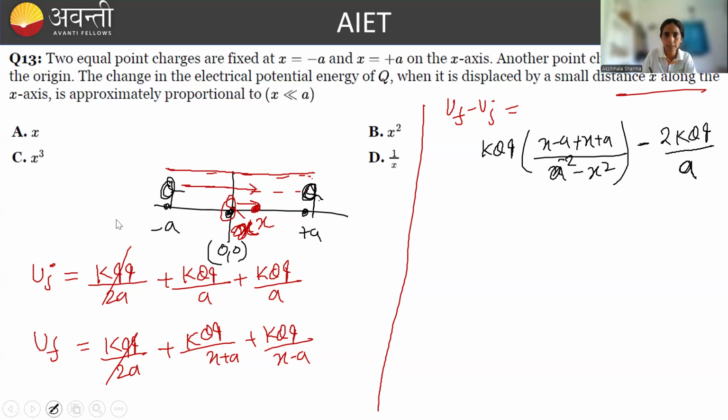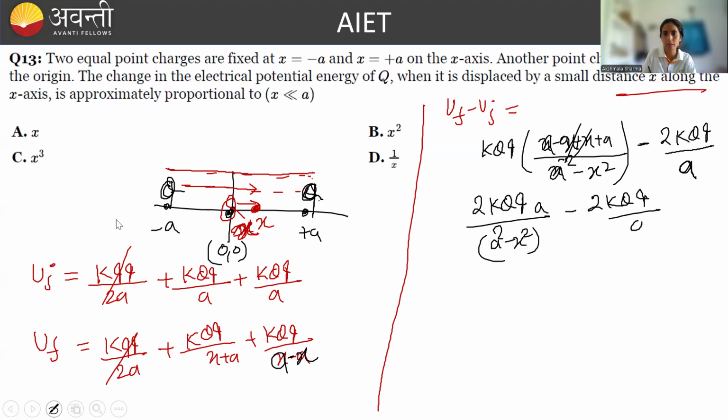So if you're going to do that, यहाँ से ये x minus a मैंने गलत लिखा है शायद. This is a minus x, right? A minus x. So यहाँ भी ये a minus x है. So x will get cancelled, 2a will remain. So 2kq divided by a square minus x square, यहाँ पे a minus 2kqq by a.